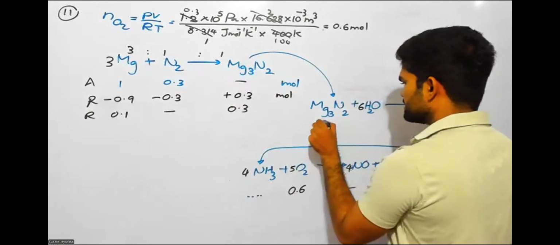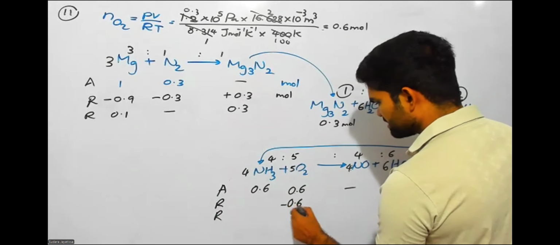Because you can see the ratio 1:6:3:2, so a 1:2 ratio. Understood? So then you know from ammonia also you have 0.6 moles. Then let's add added reacted remaining again. And the ratios are 4:5:4:6. Now the limiting reactant obviously is going to be oxygen. So let's say the whole 0.6 is reacted.